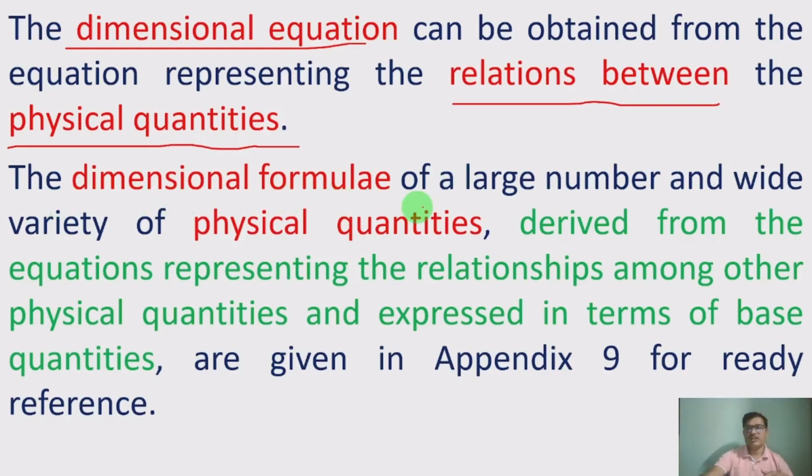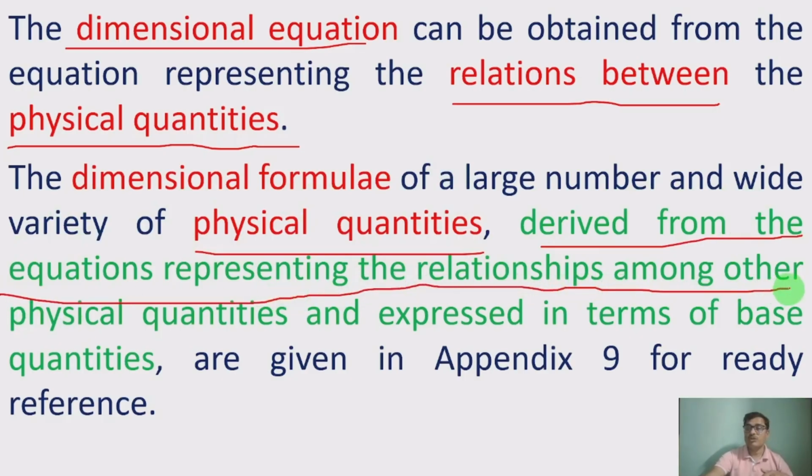The dimensional formulae of a large number and wide variety of physical quantities are derived from the equations representing relations among other physical quantities. Again, like force per area, there are some other relations we are going to get for a wide variety of physical quantities. By taking those relations, we can express the dimensions and later the dimensional equations, in terms of the base quantities.